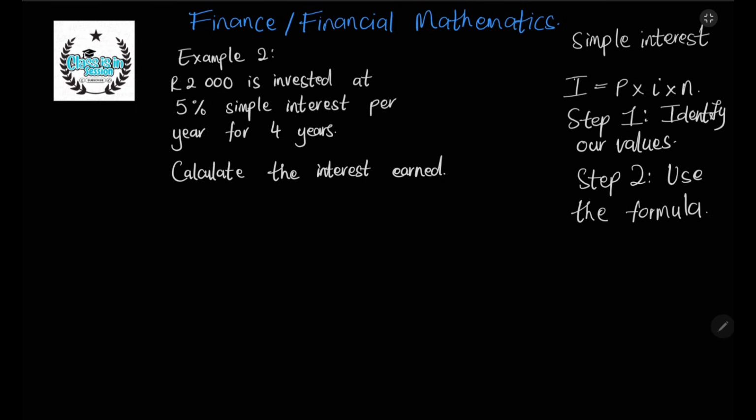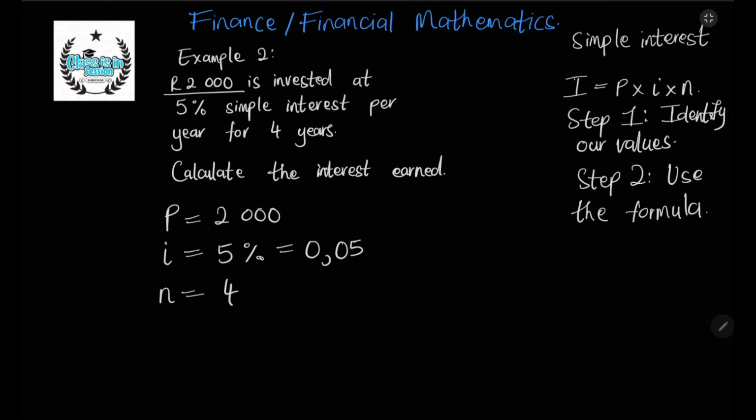I wrote the steps for you guys on the side. Step 1, we have to identify our values. What is our P? The starting amount, it's 2,000 Rand, as that is what we started with. 2,000 Rand. What is our I? The interest rate is 5% simple interest per year. So you have a 5%, which is 0.05. Then N, number of years, you have 4 years.